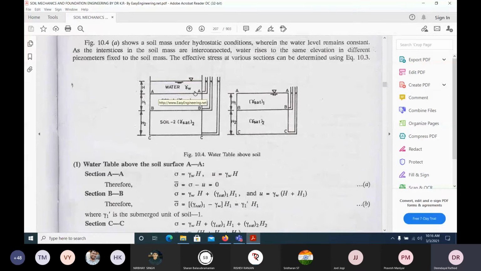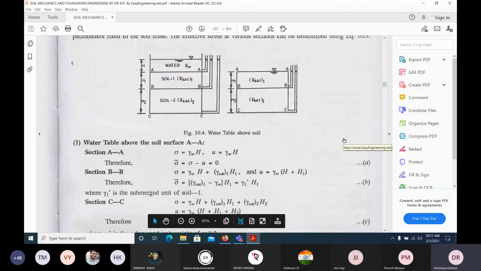Total stress is nothing but the height multiplied by the unit weight. If the soil is there, we have to multiply with the soil unit weight. If the soil is not there, water is there, so gamma W. H into gamma W, and pore pressure also H into gamma W. What is the effective stress definition? Total stress minus pore water pressure. Total stress is the same and this is also the same, so it becomes 0.